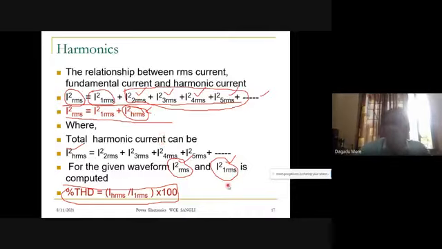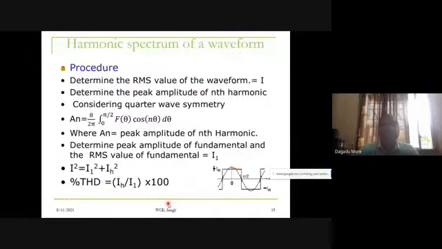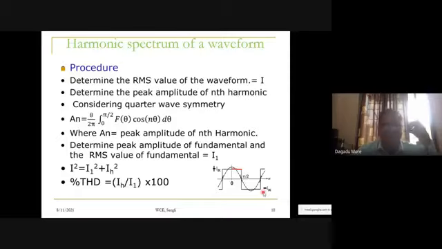For the given waveform, we find out these two values, I RMS squared and I1 RMS squared. Once they are known, we find out IH RMS squared. And once you get that, THD will be IH RMS to I1 RMS into 100. Now we can apply this procedure to a square waveform. So let us go for the square waveform.